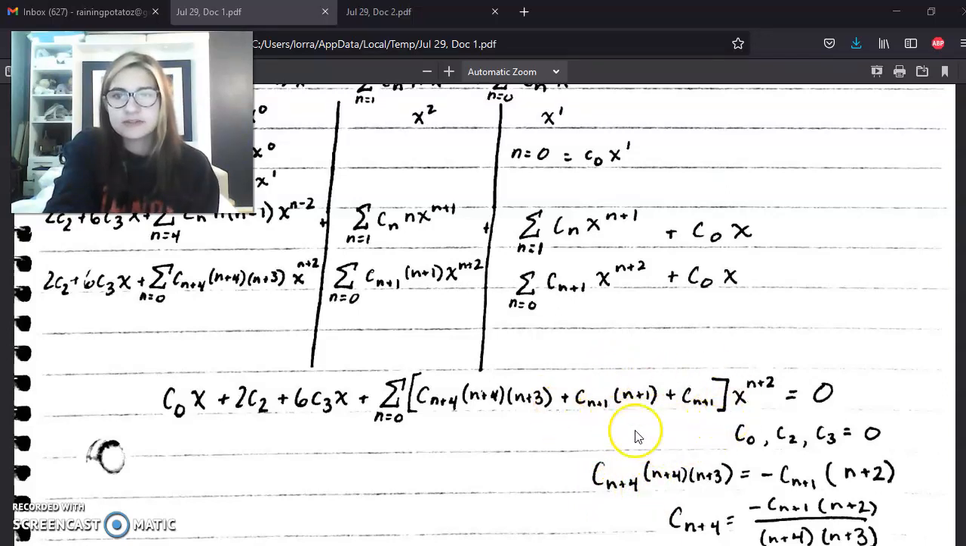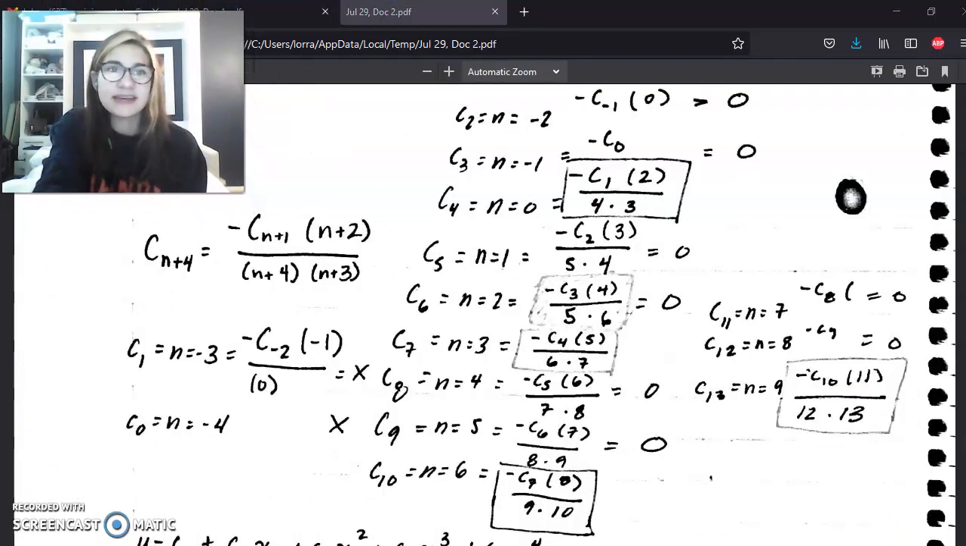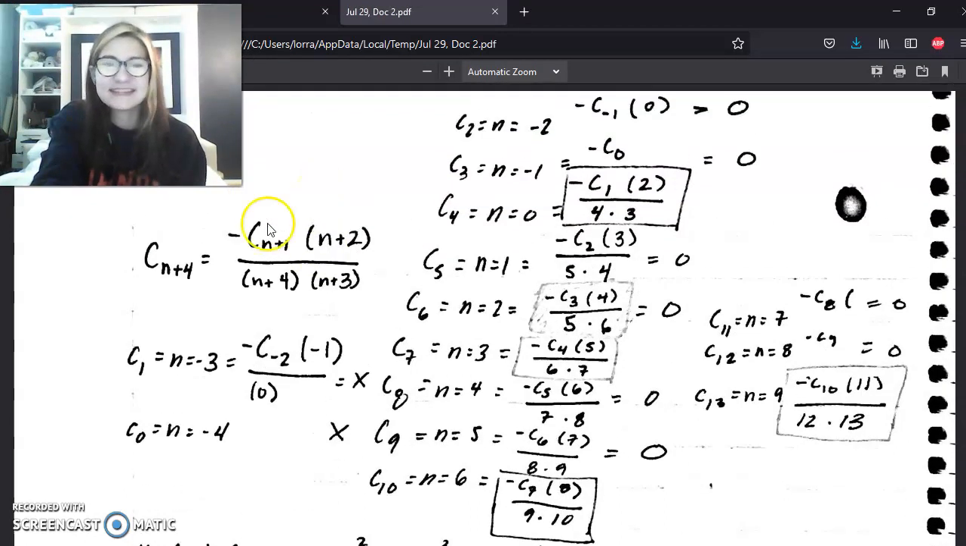Out here I factored and simplified, so c_(n+4) times (n+4)(n+3) is equal to negative c_(n+1)(n+2), and then c_(n+4) is equal to negative c_(n+1)(n+2) over (n+4)(n+3). So here's where I got a little shaky, and hopefully we'll get partial credit, because I know for a fact my answer is not correct.